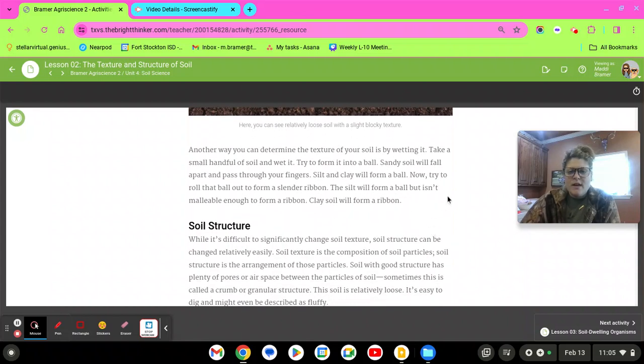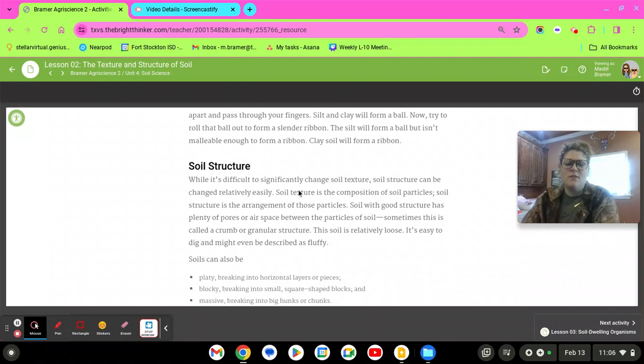So another way to tell the texture is you get it a little bit wet. Take a small handful, you put some water in it, and it's called making ribbons of it. So you just kind of with your hand do this motion, and you try to make a long ribbon with the soil. So sandy soil falls apart. It's not going to make ribbons. So you're able to tell it's sandy. Silt and clay will form a ball. If you try to put that ball into a ribbon, the silt will form a ball, but it doesn't make the ribbon. Clay makes the ribbon. So that's a good standard to use.